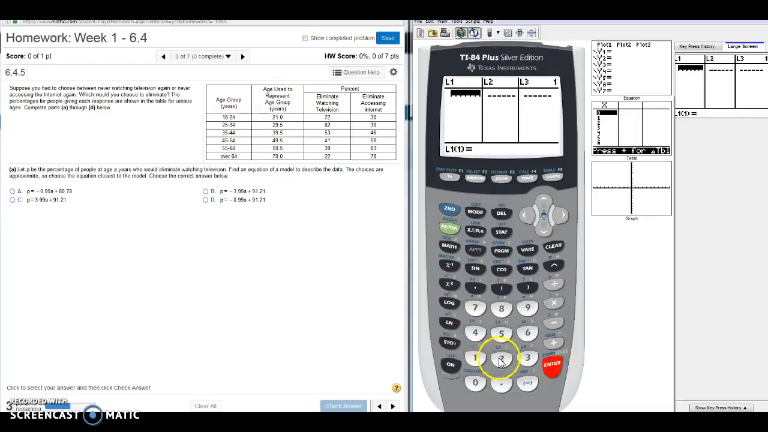In list 1, I'll put my X values, 21, 29.5, 39.5. Get out your calculator and try this along with me. You can pause this as we go if you want to attempt to input these data values. And then I'm going to use my right arrow key to go to L2, and I'm going to put the percent watching television.